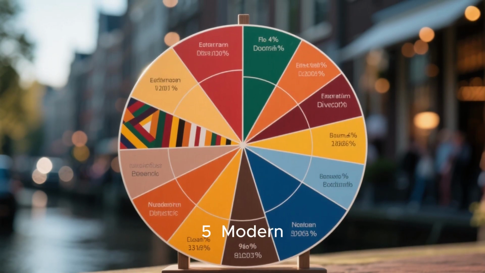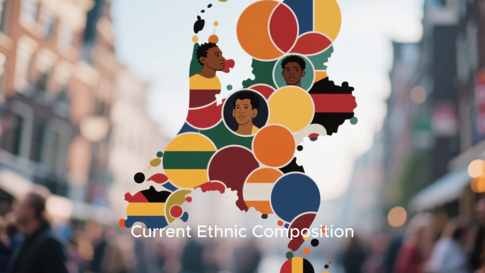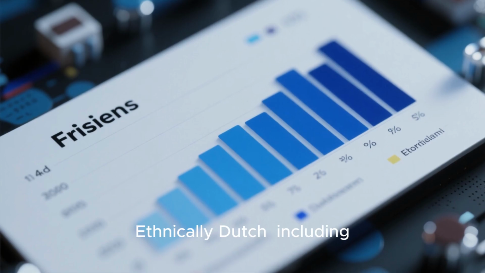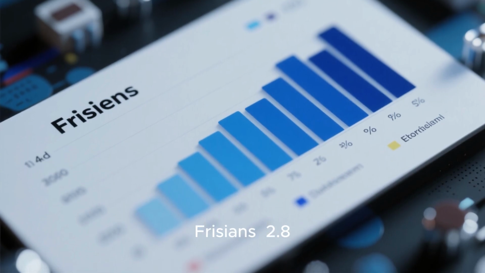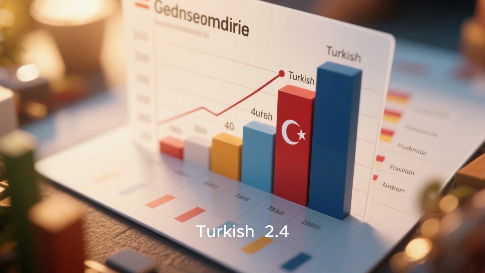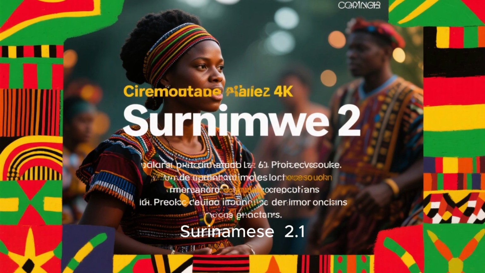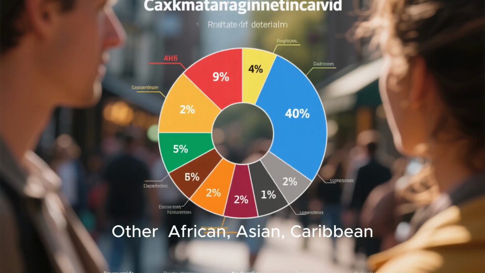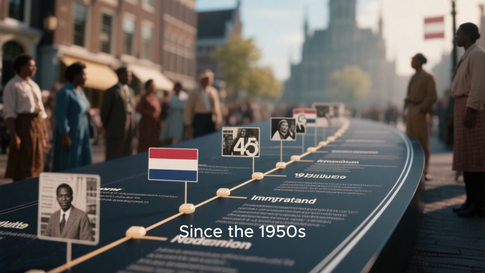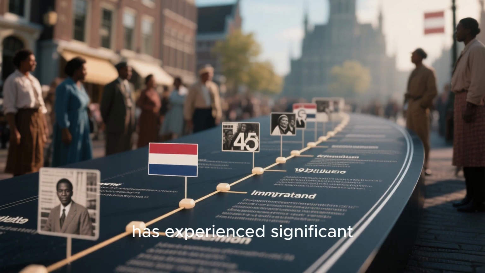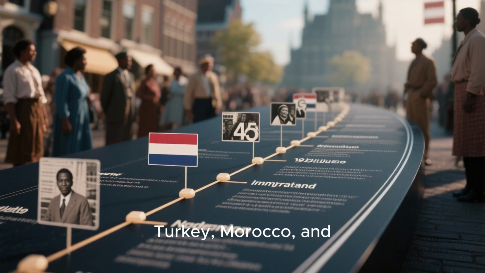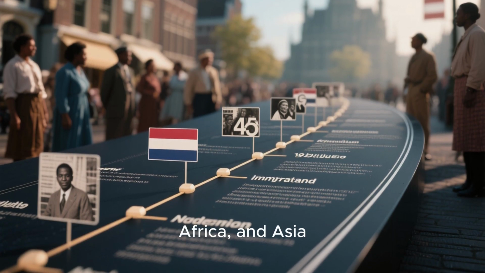5. Modern demographic and ethnic diversity. Current ethnic composition. As of 2024, the Netherlands has a population of about 18 million: ethnically Dutch, including Frisians, 74.8%, Frisians 2.8%, Other European, EU 6.4%, Turkish 2.4%, Moroccan 2.4%, Surinamese 2.1%, Indonesian 2%, Other African, Asian, Caribbean, etc. 9.3%. Immigration and superdiversity. Since the 1950s, the Netherlands has experienced significant immigration from Indonesia, Suriname, the Dutch Caribbean, Turkey, Morocco, and more recently, Eastern Europe, Africa, and Asia.